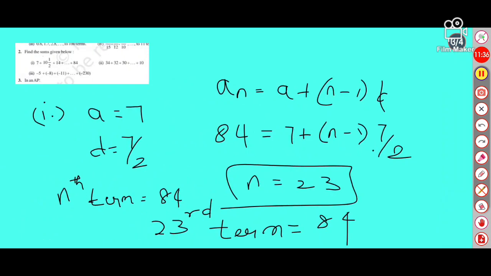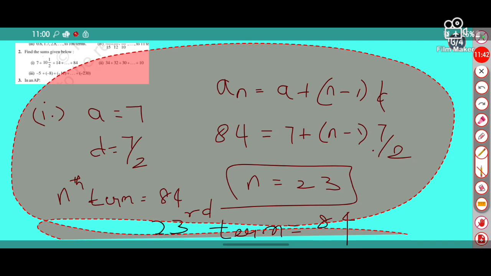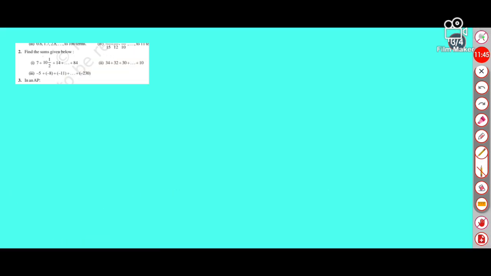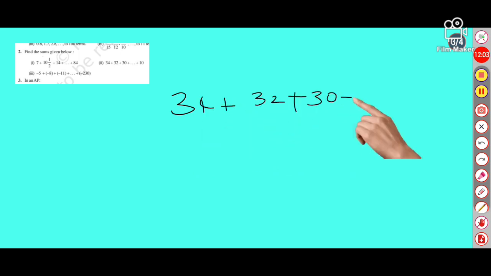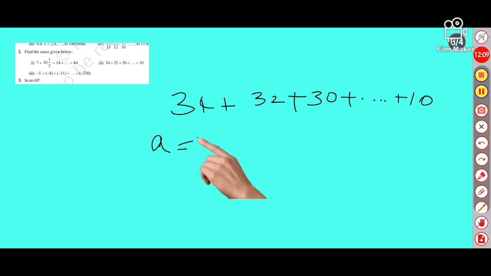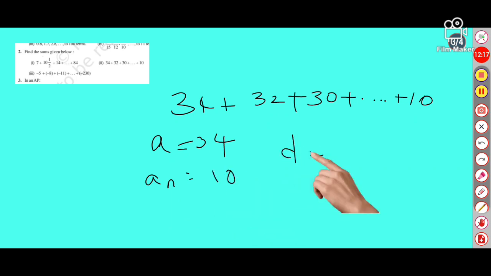We will next see the second subdivision. The second subdivision is 34 plus 32 plus 30, and it goes up to 10. We need to find the sum value. So again, a equals 34, an, that is the last term, is 10. Common difference d is minus 2.